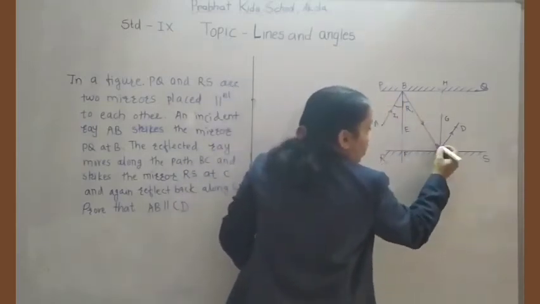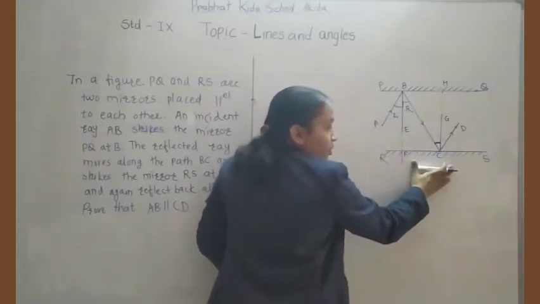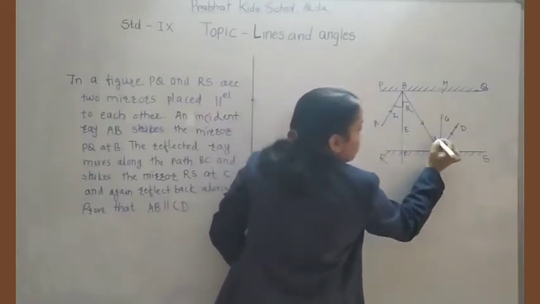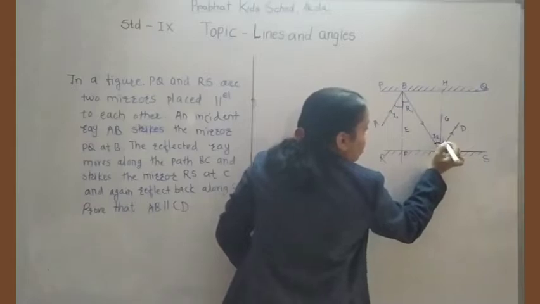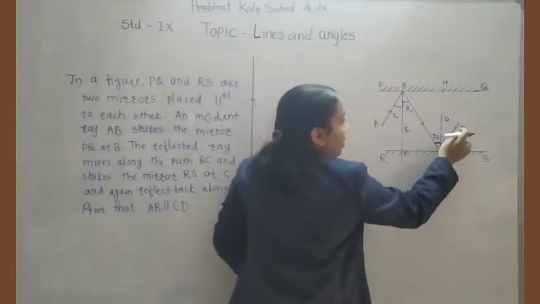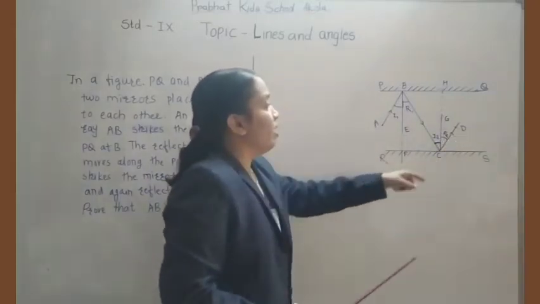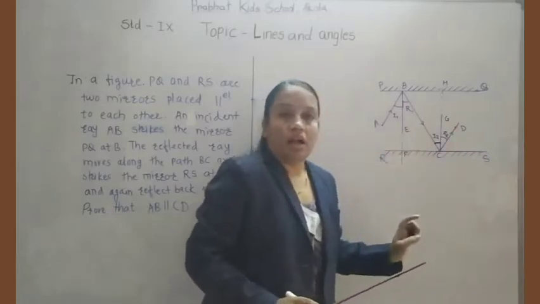Now here again, this is the incident ray for RS. So this is the angle of incidence I2, and CD is the reflected ray, so this is the angle of reflection. I denoted them by I2 and R2.